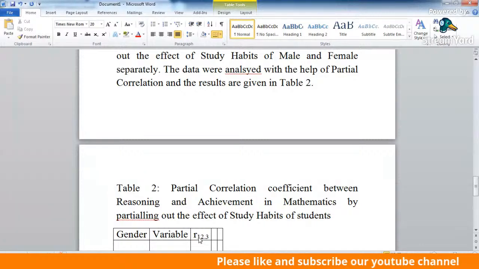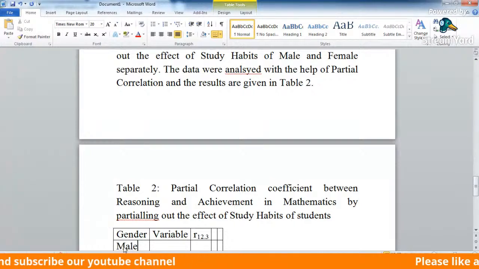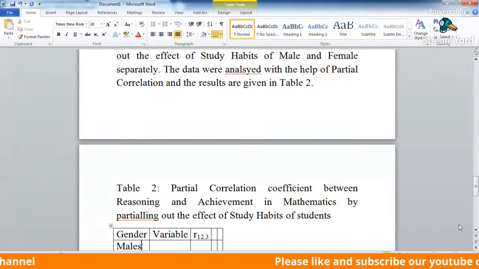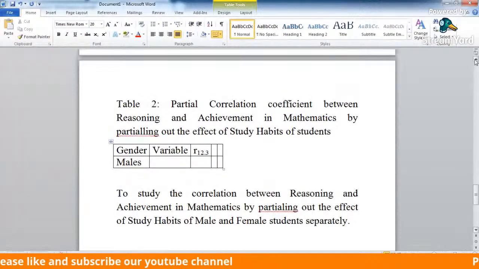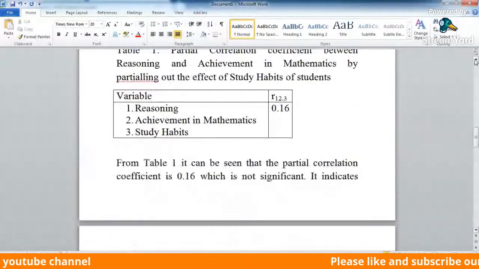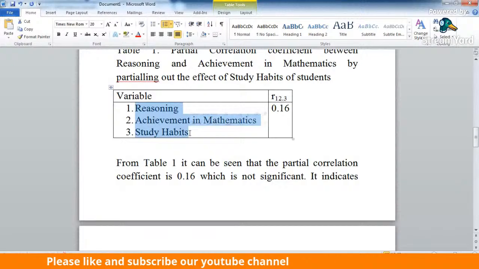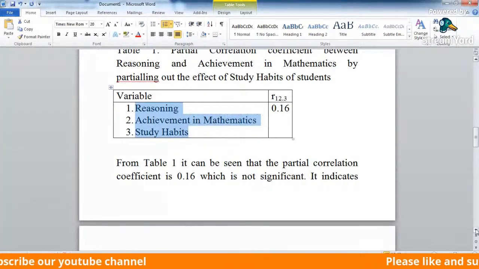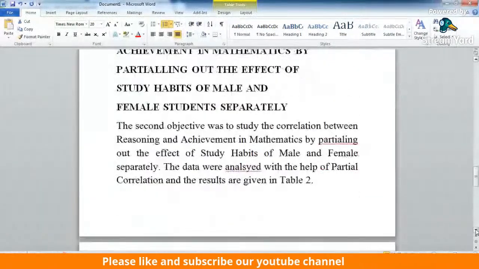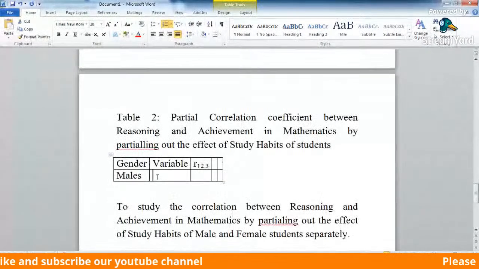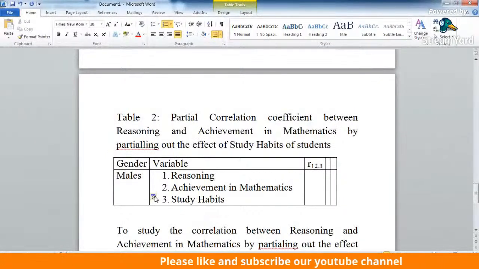Okay, now I want first for the male. So I'll say males. And here, now I know my 3 variables. So if you want, you can copy from here. You can copy like this, and then I can copy it here. So I'm copying it here. All right. So my 1, 2, and the 3, they are there.